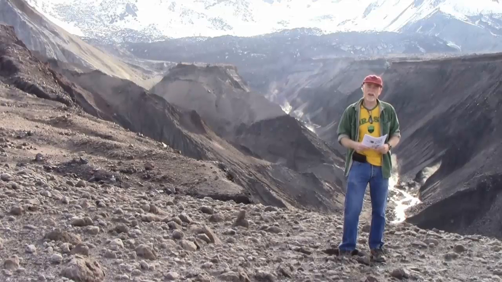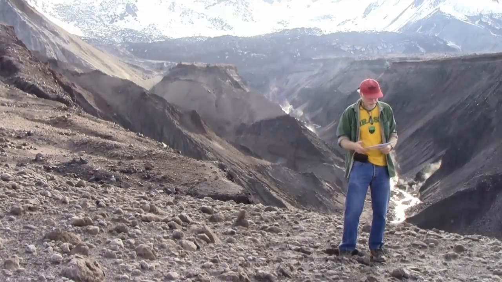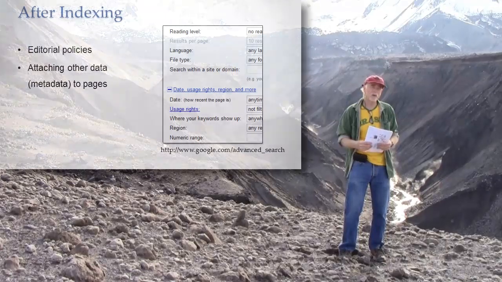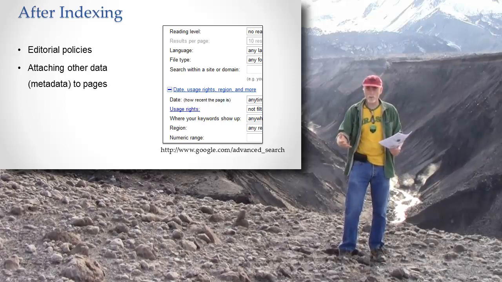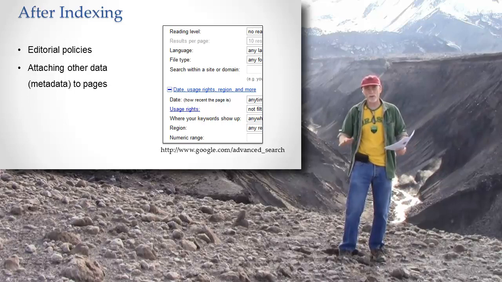What happens after that index? What happens in addition to that index? Well, Google has a set of editorial policies. Now, if you know anything about this idea of editorial policy, you might think of a person looking over it and changing the grammar and fixing the spelling and all that kind of stuff. That's not what they're talking about.